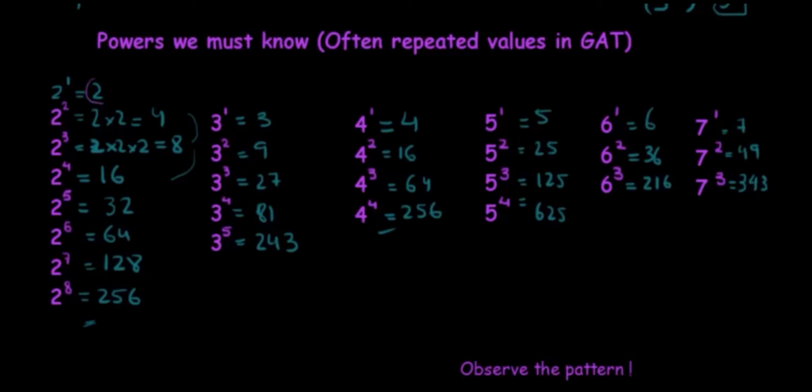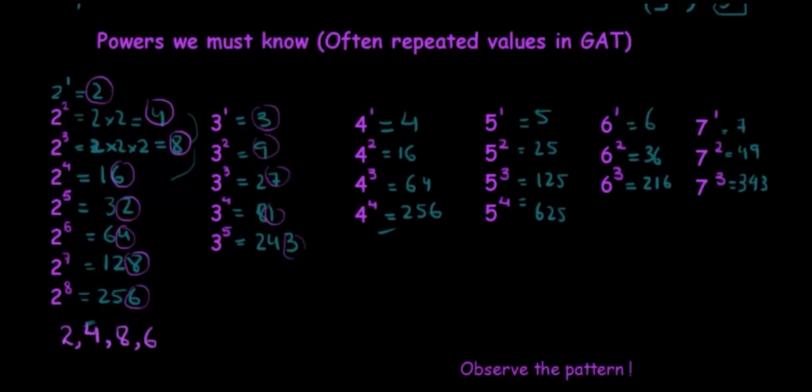There's a pattern in here. 2, 4, 8, 6, 2, 4, 8, 6. Do you see the pattern? So whenever it's a power of 2, we've got a pattern 2, 4, 8, 6. The powers of 3 are 3, 9, 7, 1. Then again, you'd have 3, 9, 7, 1. Powers of 4 are 4 and 6. 4, 6, 4, 6, 4, 6.